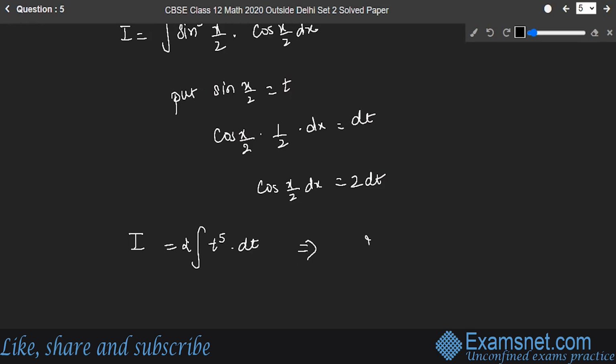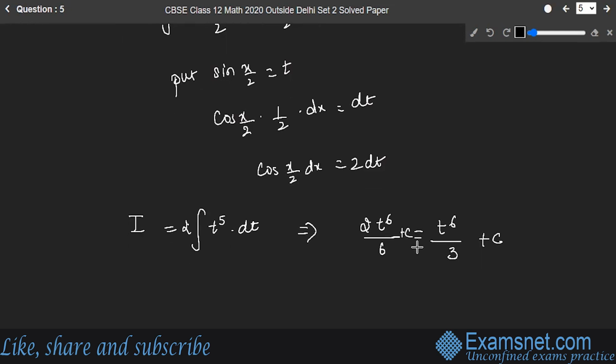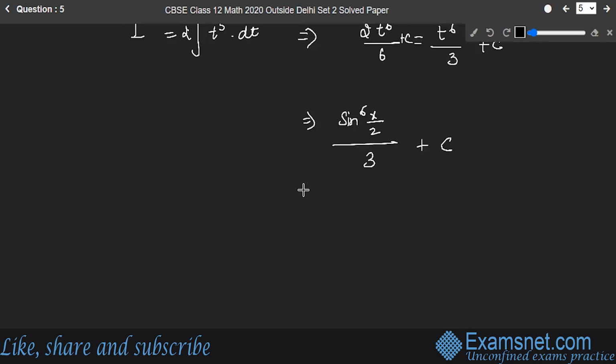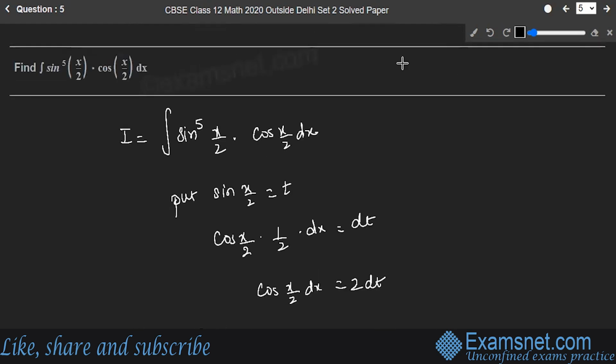So its integral will be equal to 2 into t raised to power 6 upon 6, or this is equal to 2t raised to power 6 upon 3 plus c. Okay, what was t? t was equal to sine x by 2. So this is sine raised to power 6 x by 2 upon 3 plus c, right? This can be written as 1 by 3 into sine 6 x by 2 plus c. So this is the answer to the question, right? Hope you understood that. Let's move to the next question.